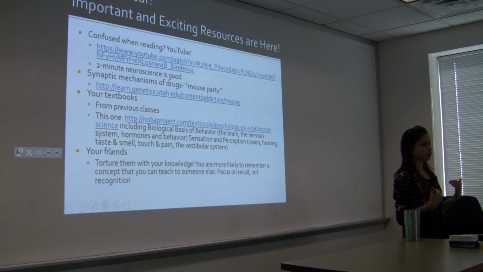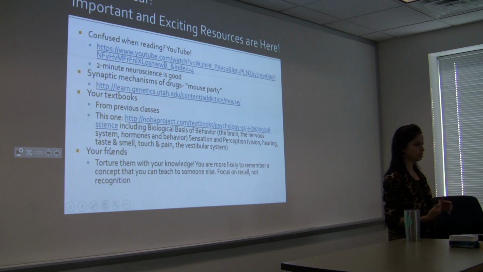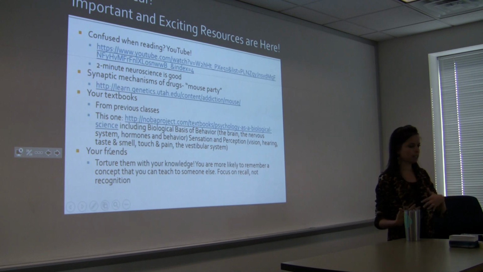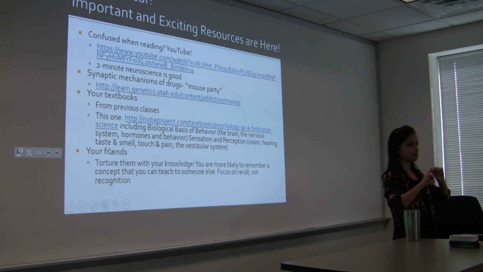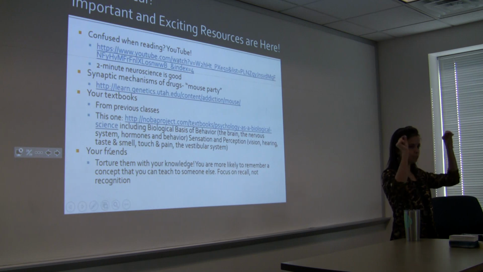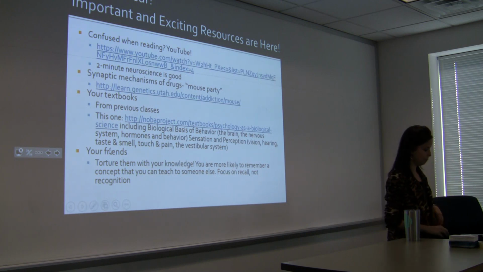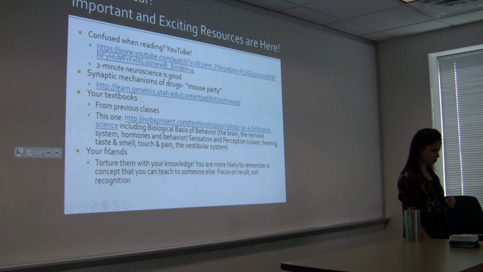Okay. Focus on recall and not recognition. When you want to know if you know something about these mechanisms, don't just look at it and say, oh yeah, I recognize that. What you want to do is see if you can recall it. So utilize tools like that action potential sending and receiving cell tool that has the words blanked out. See if you can recall them on your own and fill them in. So that's one way you can test your knowledge for this type of material.